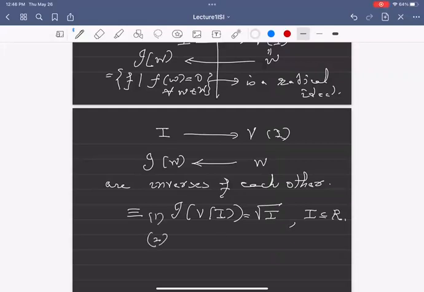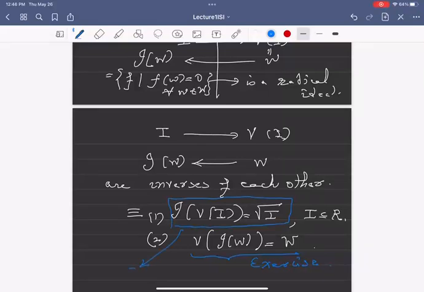Second, you take the ideal of a variety and then take its variety. It is equal to W itself. This is left as an exercise. This is an easy thing to prove. And this is called the strong Nullstellensatz. This is the statement of the strong Nullstellensatz.